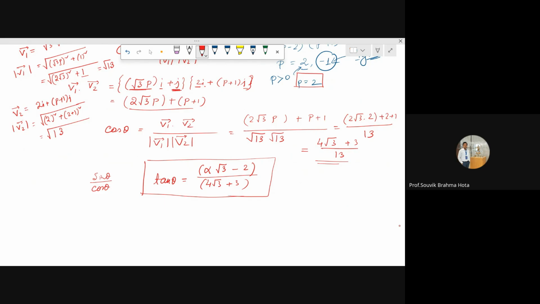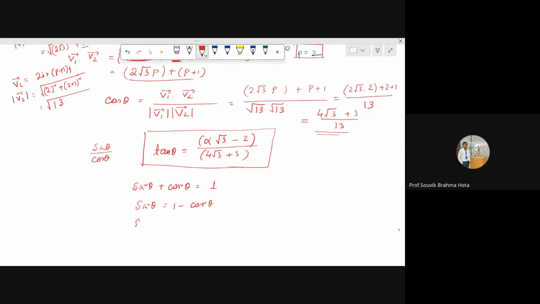Sin theta you should know, but we know another relation: sin square theta plus cos square theta is equal to 1. Now you know cos theta, so sin square theta is equal to 1 minus cos square theta. So sin theta is equal to square root of 1 minus cos square theta. Now if I put the value of cos theta over here, 1 minus, you should square it, so (4 root 3 plus 3) by 13 whole square. Now you need to solve it.